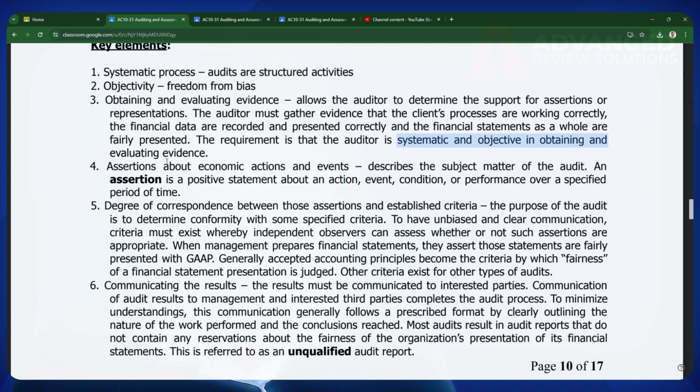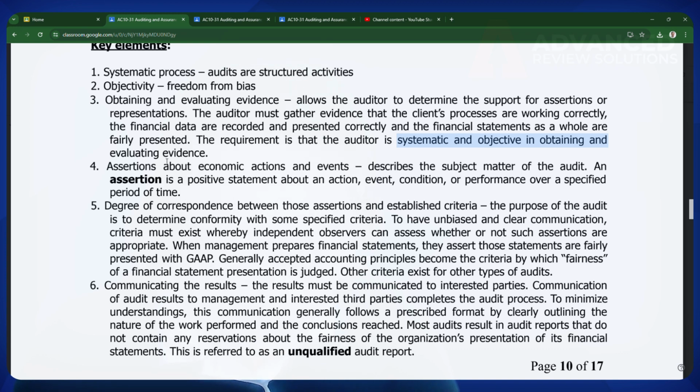Economic actions and events. Ano ibig sabihin? It describes the subject matter of the audit. So, it will describe the subject matter of the audit. Diba kanina, ano yung subject matter? Pwedeng IT, pwedeng physical characteristics, pwedeng yung FS natin, yung sources document natin. Alright. So, yun yung ating assertions. And number five, the degree of correspondence between those assertions and established criteria. Please take note, there should be established criteria. Okay? And number six, very important here, is that it should communicate the results.